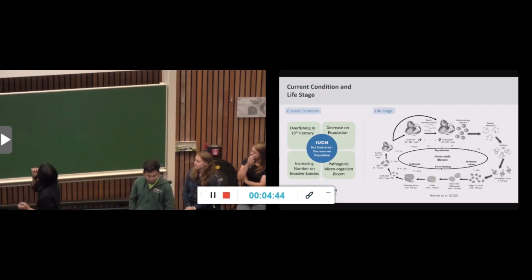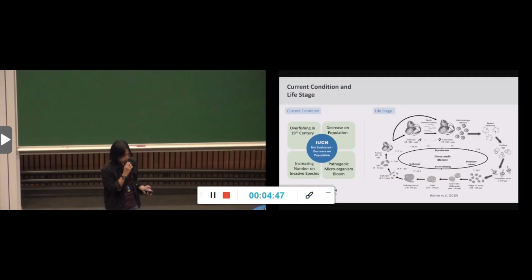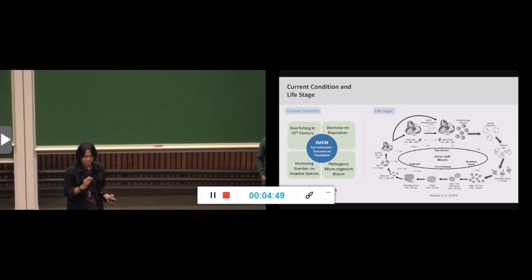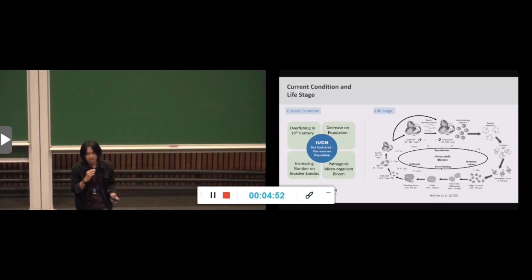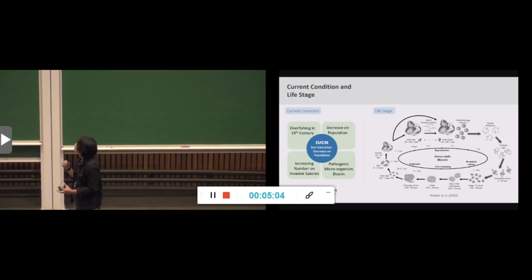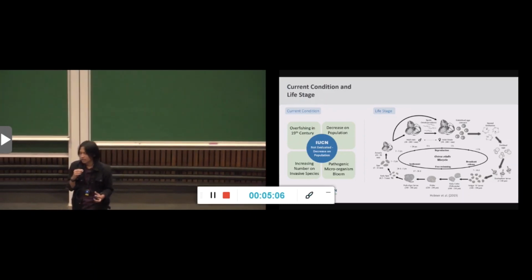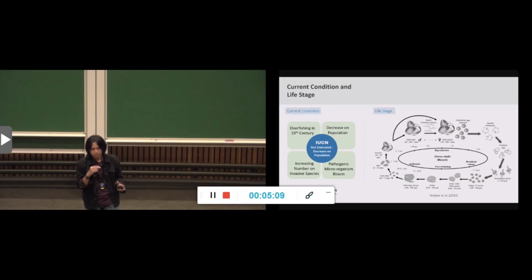Hi everyone. I'm going to explain the life stage of the flat oyster. There are basically two types of oyster that we're presenting, but they both have the same life stage. They're classified as protandric hermaphrodites, where they are born as a female and then turn to male, or they can stay as a female as well.